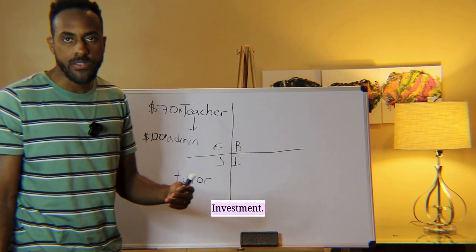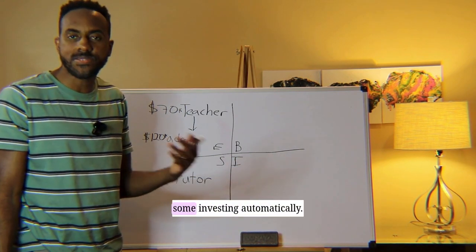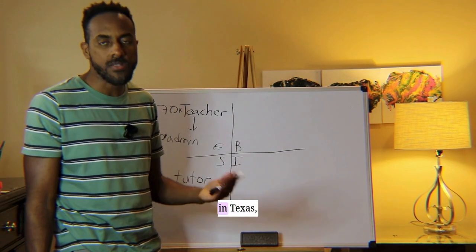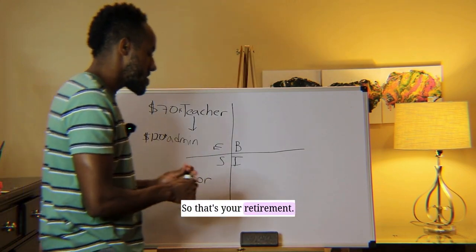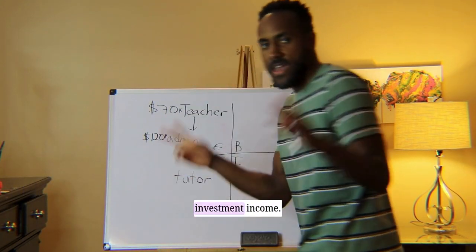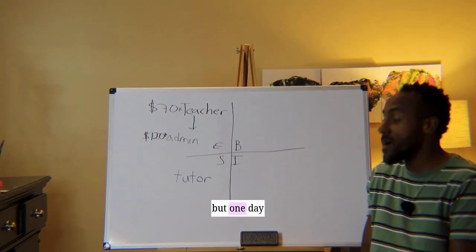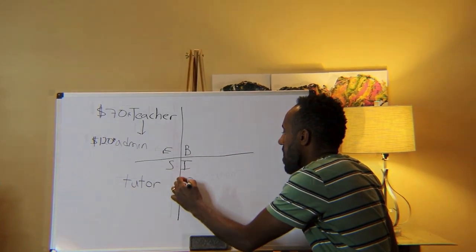I is investment. As a teacher, you are doing some investing automatically. Here, where I taught in Texas, we have a system called TRS. So that's your retirement. Your retirement, we can say that's investment income. You can't pull from it and live off it now, but one day you will be. So right here, we'll say retirement.